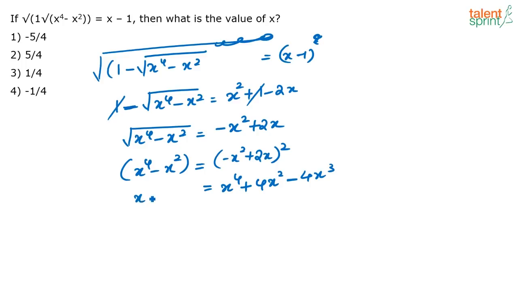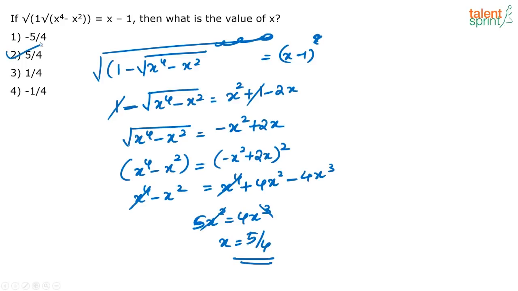So this is nothing but x to the power 4 minus x squared. So x to the power 4, x to the power 4 gets cancelled, and now I have 5x squared equal to 4x cube, or x is equal to 5 by 4. Is this correct now? 5 by 4, that is option 2.